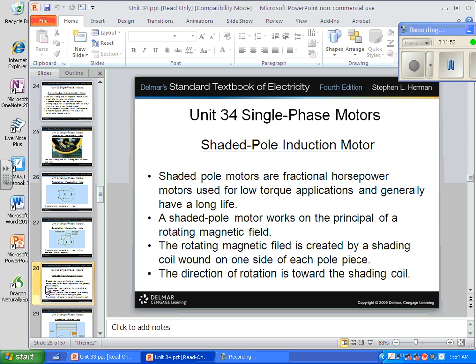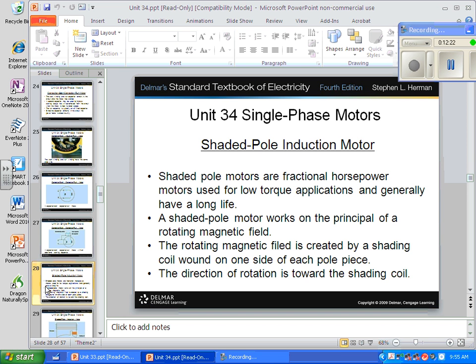The rotating magnetic field is created by a shading coil wound on one side of each pole piece. The direction of rotation is towards the shading coil. If you look at the motor, it looks like it's just got 2 copper bands that are kind of clamped onto the windings, and that's what it is. That's all it is. Okay? And what happens to those copper circles that are clamped onto it? They get current induced in them. It runs around in a circle and creates a magnetic field.